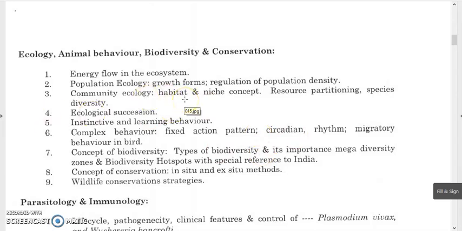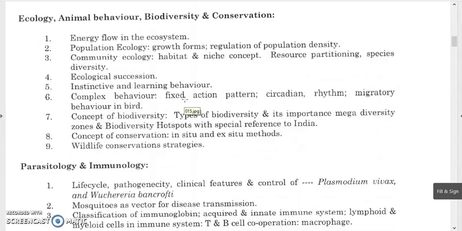Community ecology, habitat and niche concept, resource partitioning, species diversity, ecological succession. You also have to study ecological succession, how succession occurs, instinctive and learning behavior, complex behavior, fixed action pattern, circadian rhythm, migratory behavior in birds, concept of biodiversity, types of biodiversity and its importance, mega biodiversity zone, biodiversity hotspot with special reference to India, concept of conservation like in situ and ex situ conservation methods, wildlife conservation strategies, how we can conserve in situ or in case of ex situ conservation.